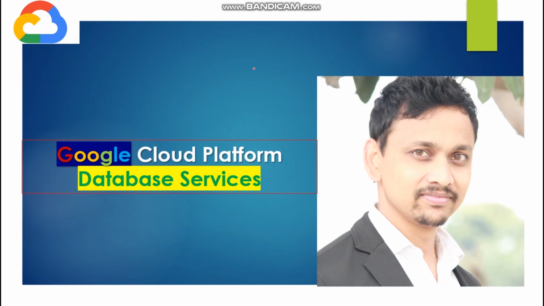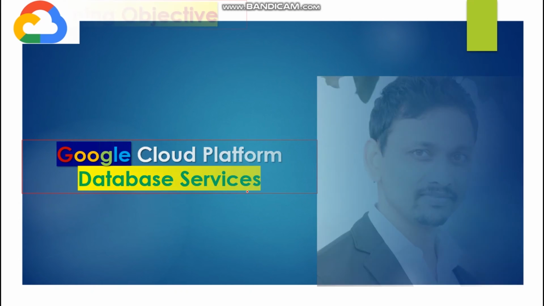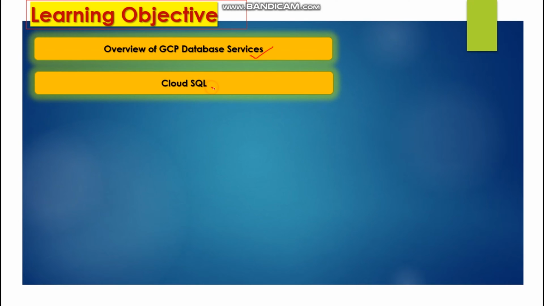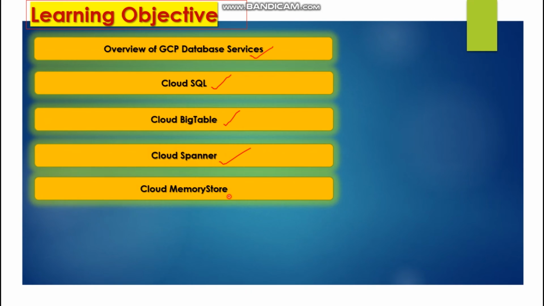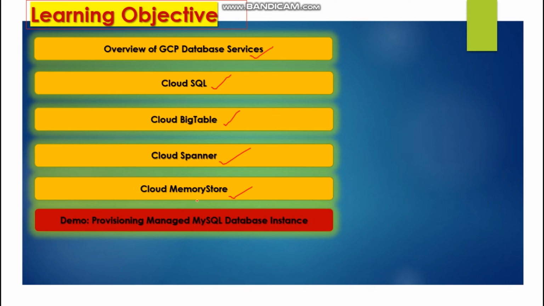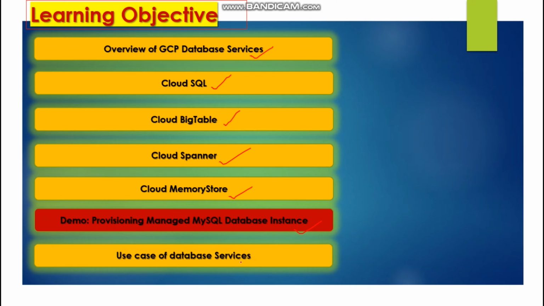In this section, we are going to cover cloud database services. The learning objective of this video: we are going to start with an overview of GCP database services. After that, we'll move to what is Cloud SQL. Then Cloud Bigtable, Cloud Spanner, Cloud Memorystore, and we will have a demo on provisioning a MySQL database instance onto GCP. And finally, we will move to the use case of database services. So without wasting much time, let's get started.